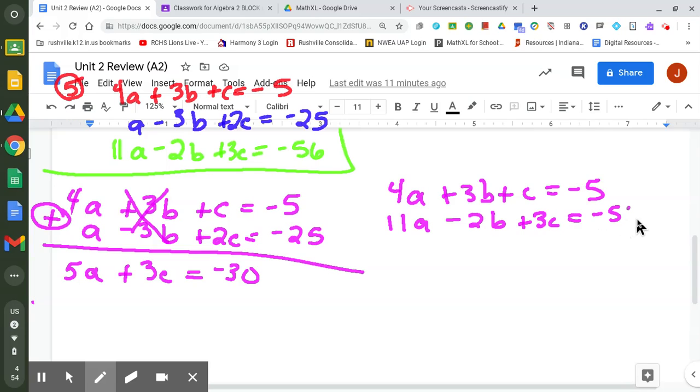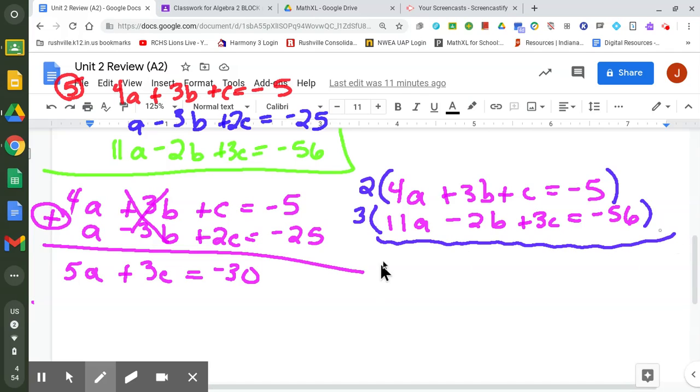Now these two, I can't just go ahead and eliminate the b without doing something first. So I need to multiply the first line by positive 2, because that would make that a 6b. And then I can multiply the bottom equation by a positive 3, because that would make that a negative 6b. So I'm going to rewrite below this.